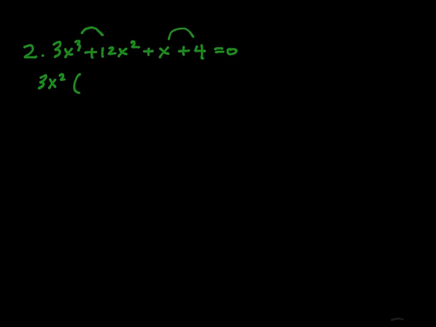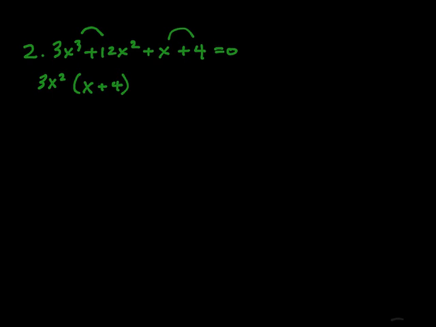Okay, let's go ahead and do number 2 of the independent practice. So we have 3x to the third plus 12x squared plus x plus 4 equals 0. Now we're going to solve this by grouping because we noticed that we can group these two together and these two together. We can factor out a 3x squared here. We have an x plus 4.